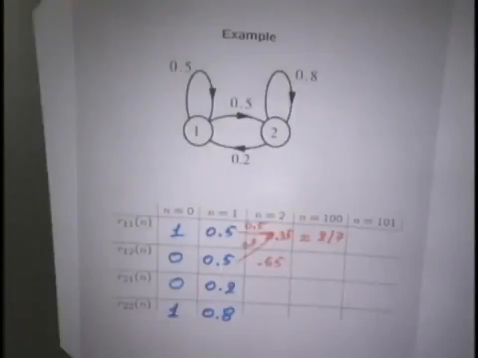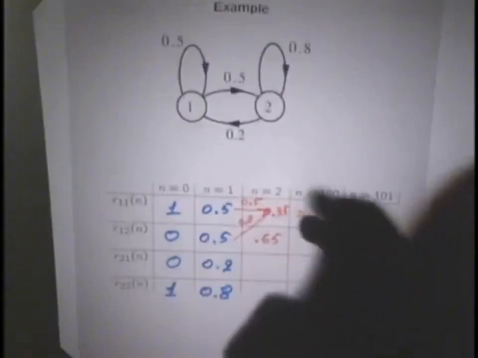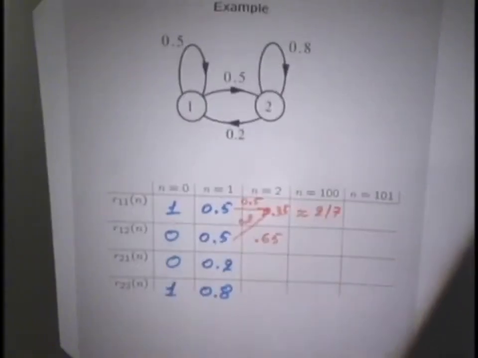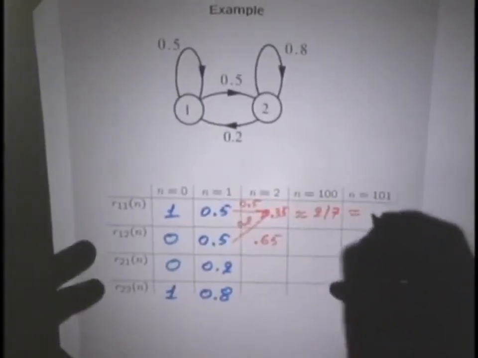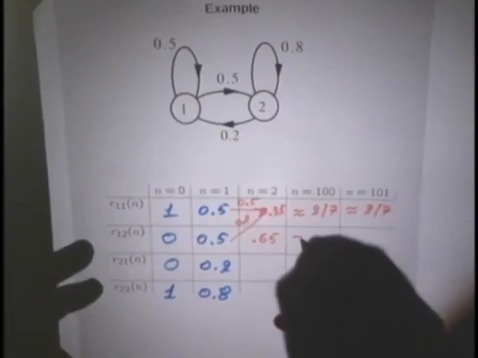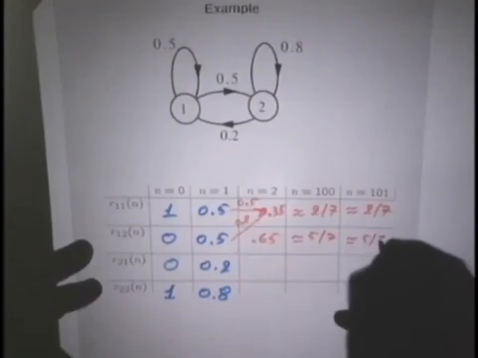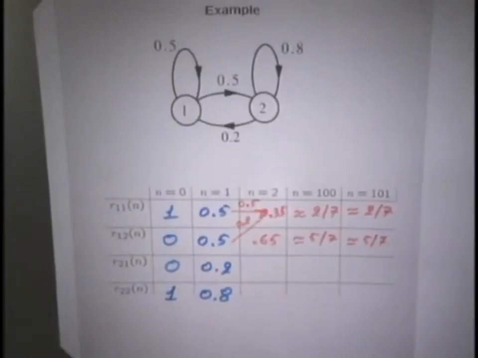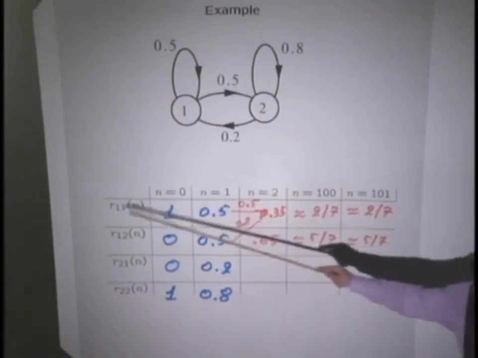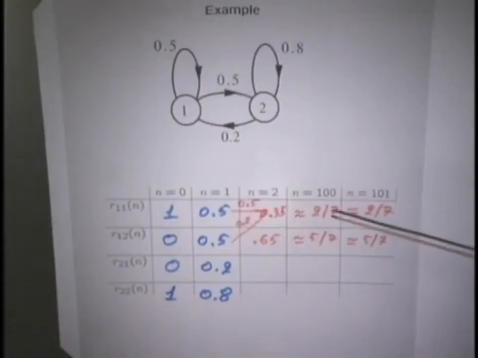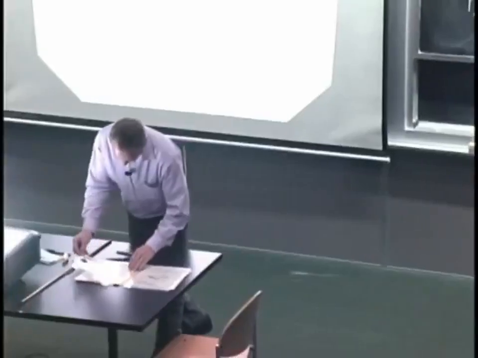So this calculation basically illustrates that if this number has become 2/7, then the next number is also going to be 2/7. And of course, this number here is going to have to be 5/7. And this one will have to be, again, the same, 5/7. So the probability that I find myself at state 1 after a long time has elapsed settles into some steady state value. So that's an interesting phenomenon. We just make this observation.